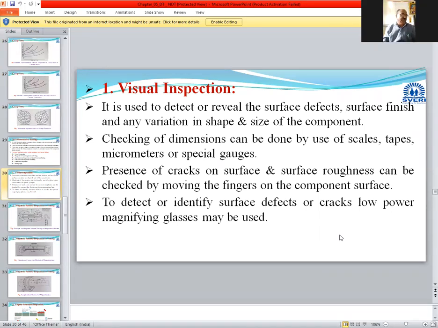So by your naked eye, we can test the specimen, surface finish, dimension, or whether any other crack is on the surface of the component or not. That is checked by visual inspections.